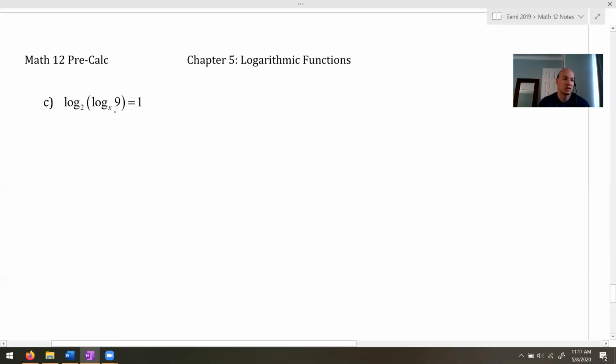So when I'm looking at something like this, I see there's a variable right there. First of all, it's in the base. So we'd say x is greater than 0, and also x cannot be equal to 1.